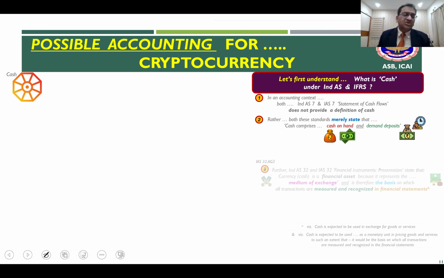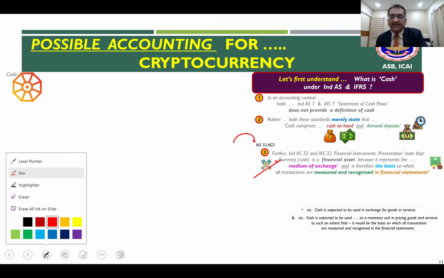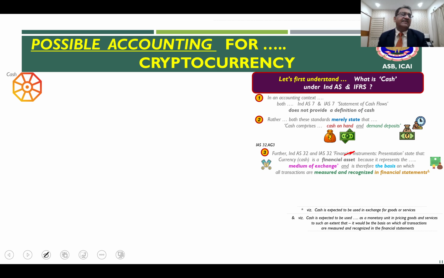Now, you also have to look at the financial instruments related standard, IAS 32 and Ind AS 32. If you look at application guidance number 3 of IAS 32, it says that the cash or the currency which you have is considered as a financial asset. Only the cash and the currency under IAS 32 application guidance 3 is considered as a financial asset. Why? Because it represents the medium of exchange.